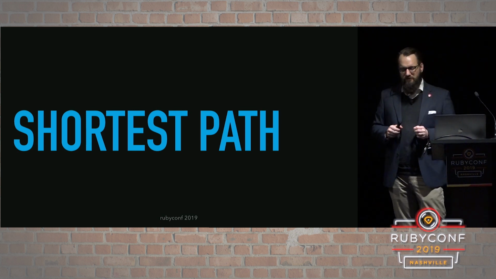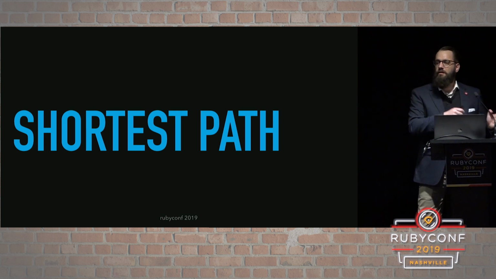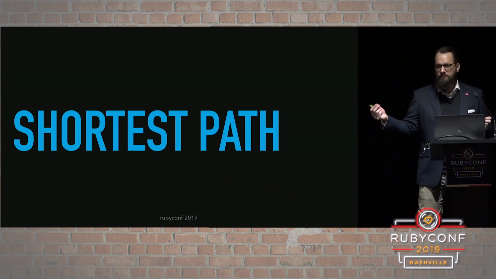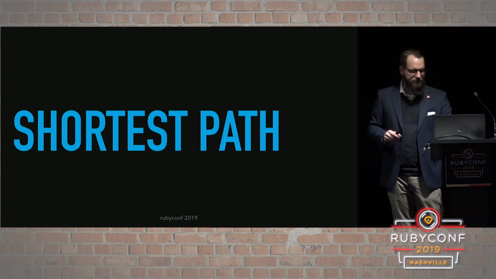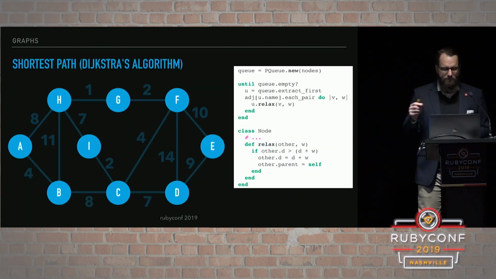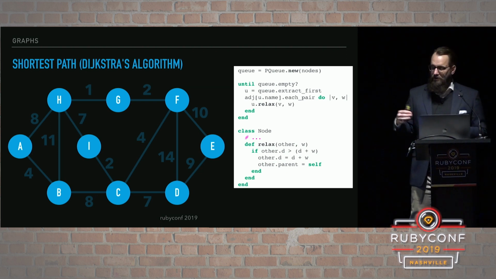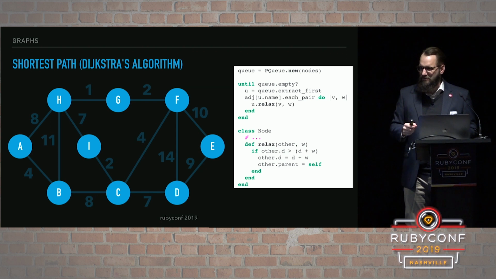Next, we're going to talk about shortest path. So this is getting from the left side to the right side in the lowest amount of cost. So again, we have the exact same graph, and we want to get from A to E. And so the first thing, we're going to implement a relax method.